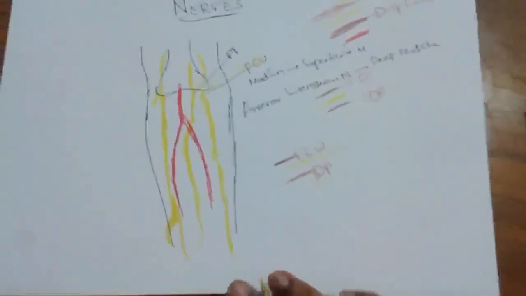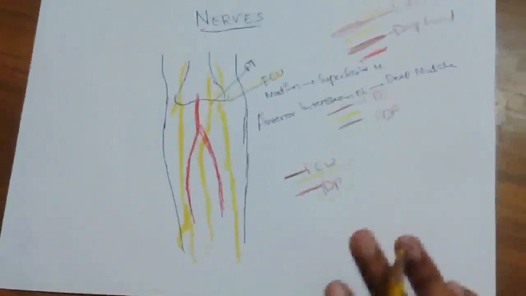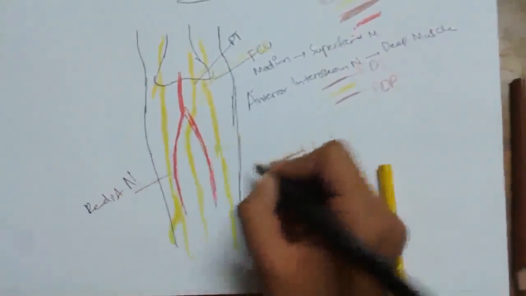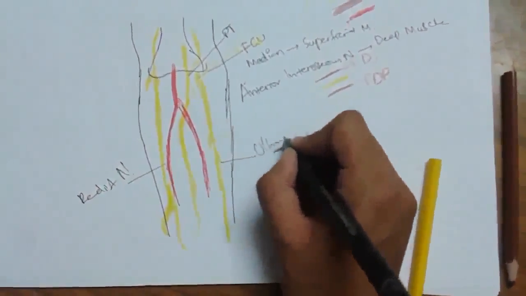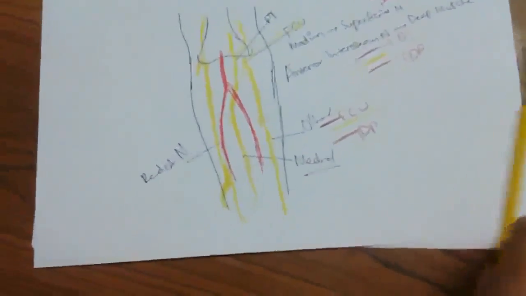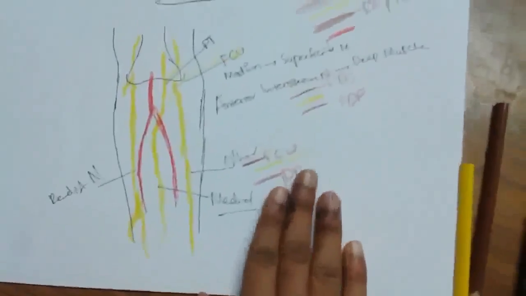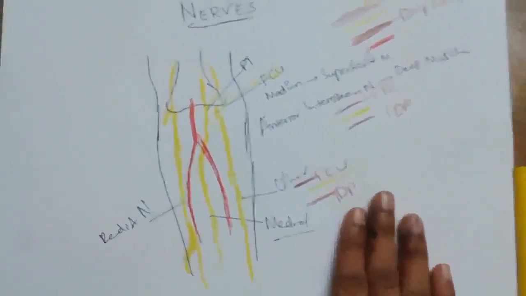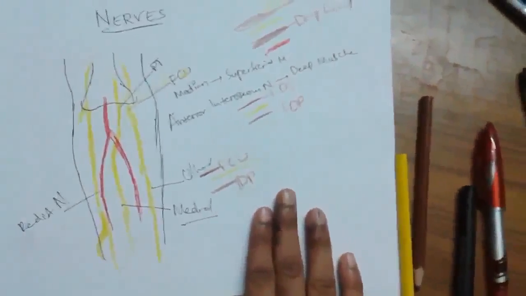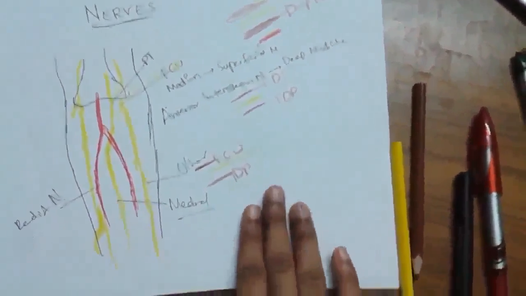So this is the radial nerve in the arm. This is radial, this is ulnar, this is median. So you have learned all the nerves, all the arteries present in the front of the forearm. Now in the next class we will be learning the posterior compartment of forearm. Okay then, bye.